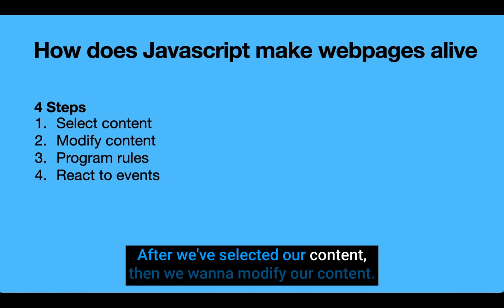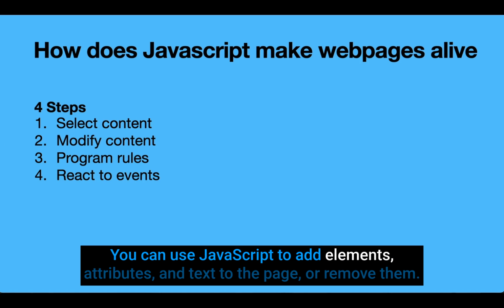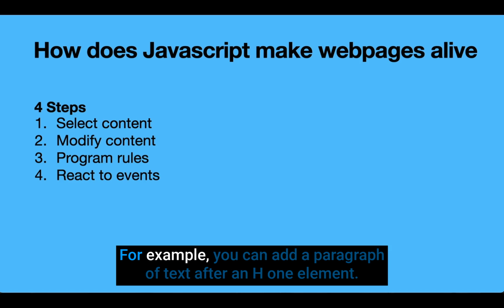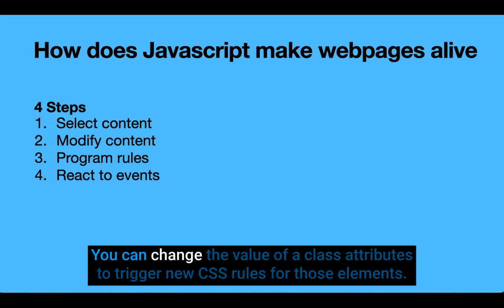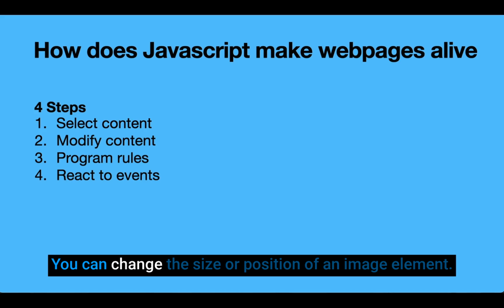After we've selected our content, then we want to modify our content. You can use JavaScript to add elements, attributes, and text to the page or remove them. For example, you can add a paragraph of text after an H1 element. You can change the value of class attributes to trigger new CSS rules for those elements. You can change the size or position of an image element.